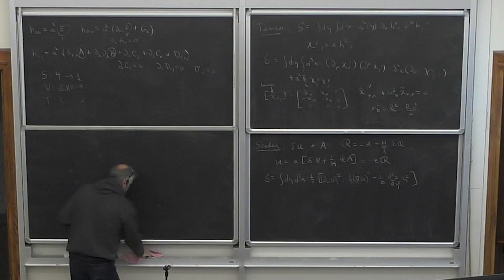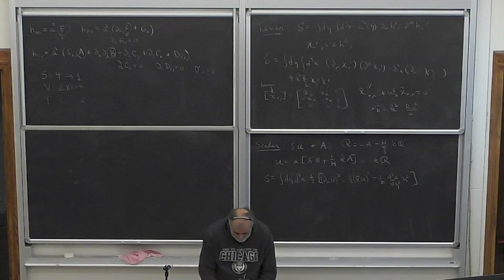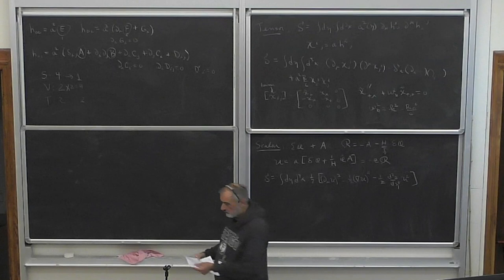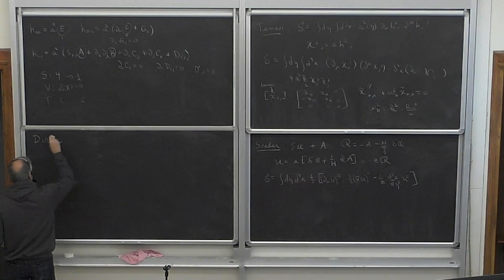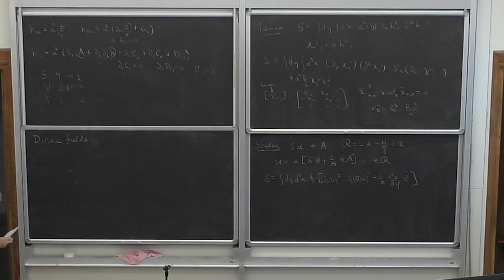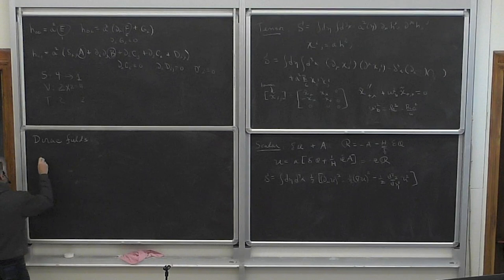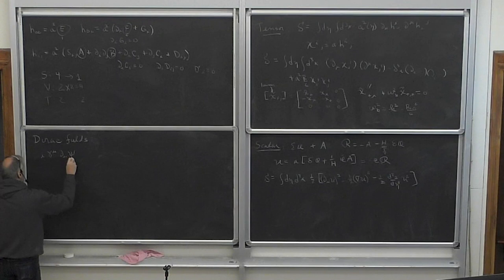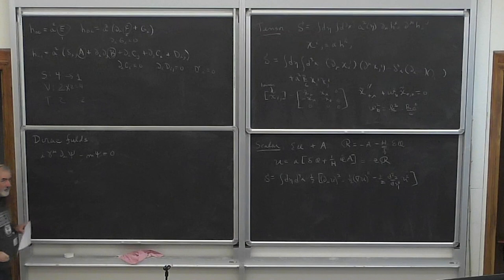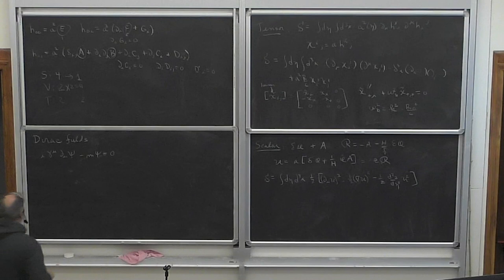All right, enough about scalar fields. I promise we're going to do something other than scalar fields. And now let's do spin 1/2 fields, just Dirac fields. So let me remind you of the Dirac equation for a free field: i gamma mu d mu psi minus m psi is equal to zero. One of the most beautiful equations ever written down, the Dirac equation. And here, gamma mu are the gamma matrices.